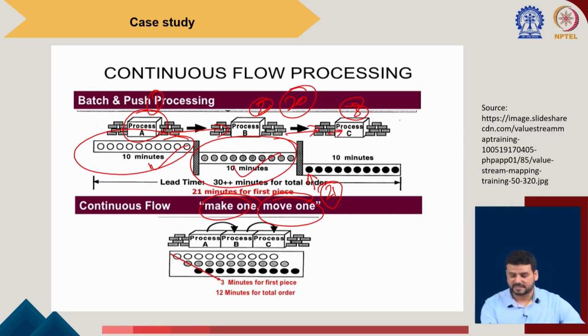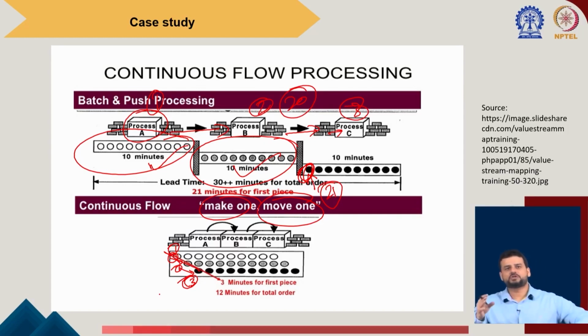I will start processing in the very first minute, I will produce the first one. So 21 minutes. But if I see here, the first minute is taken on the first stage, it is moved to the next stage, 1 minute is taken there, moved to the next stage, and on the third stage again 1 minute is required. So after 3 minutes your first product is ready.